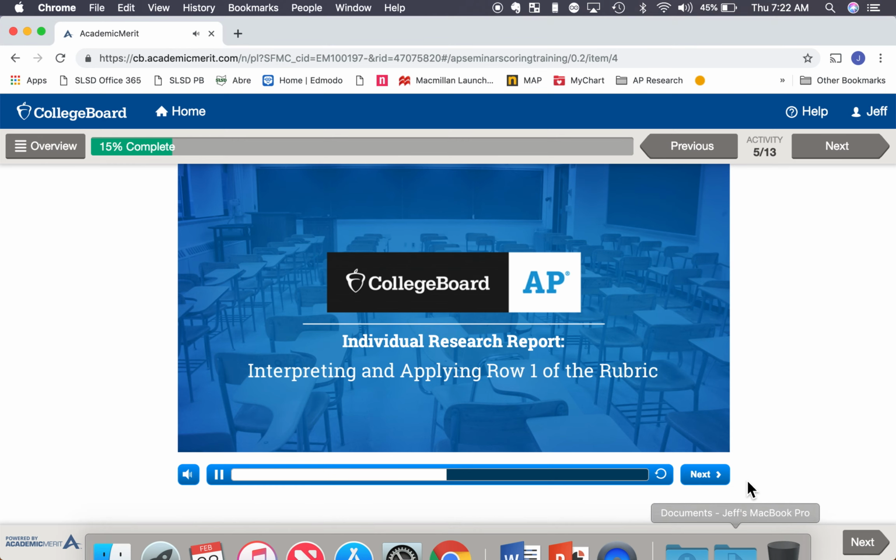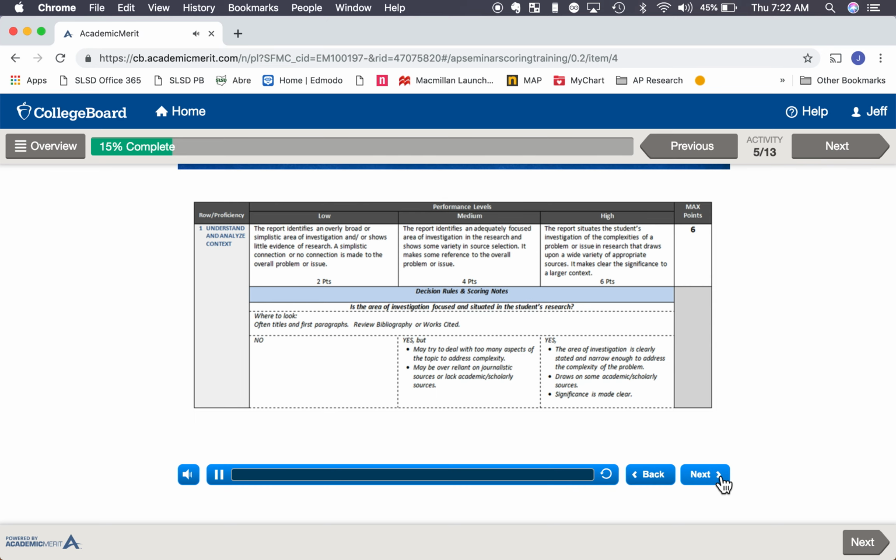Let's take a look at row 1 of the rubric. You'll see that in this extended version of the rubric, beneath each row, there is a section titled Decision Rules and Scoring Notes, which further describes responses at each level of performance. These notes include guiding questions which work as decision rules for how to score that particular row.